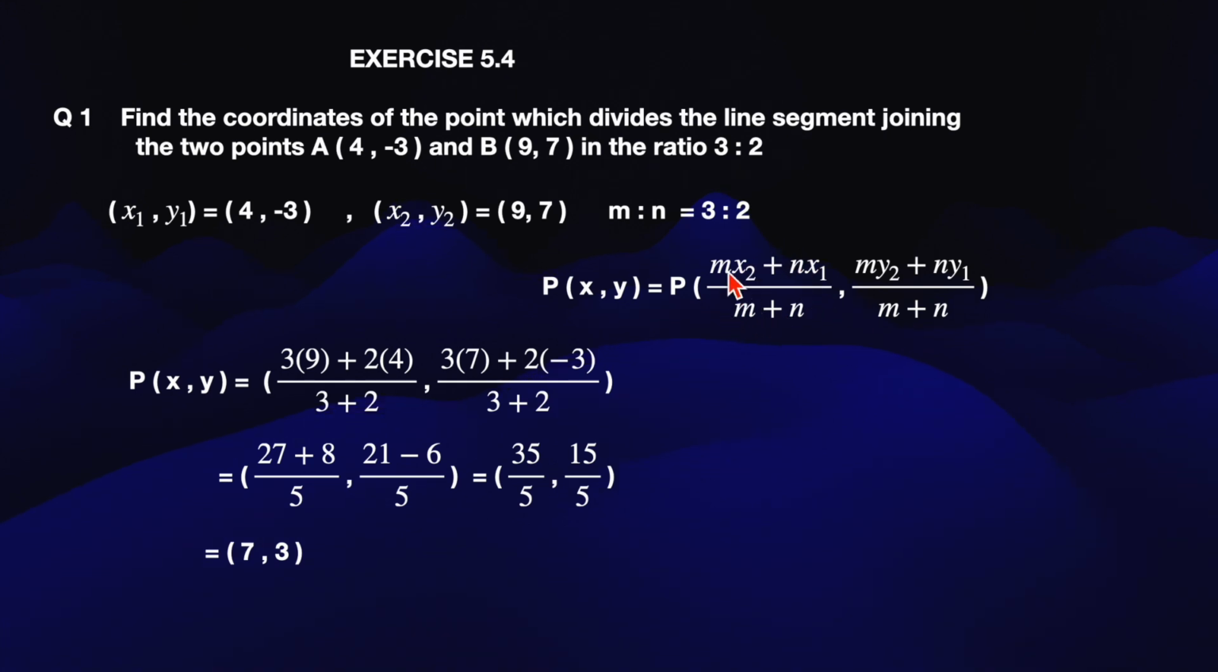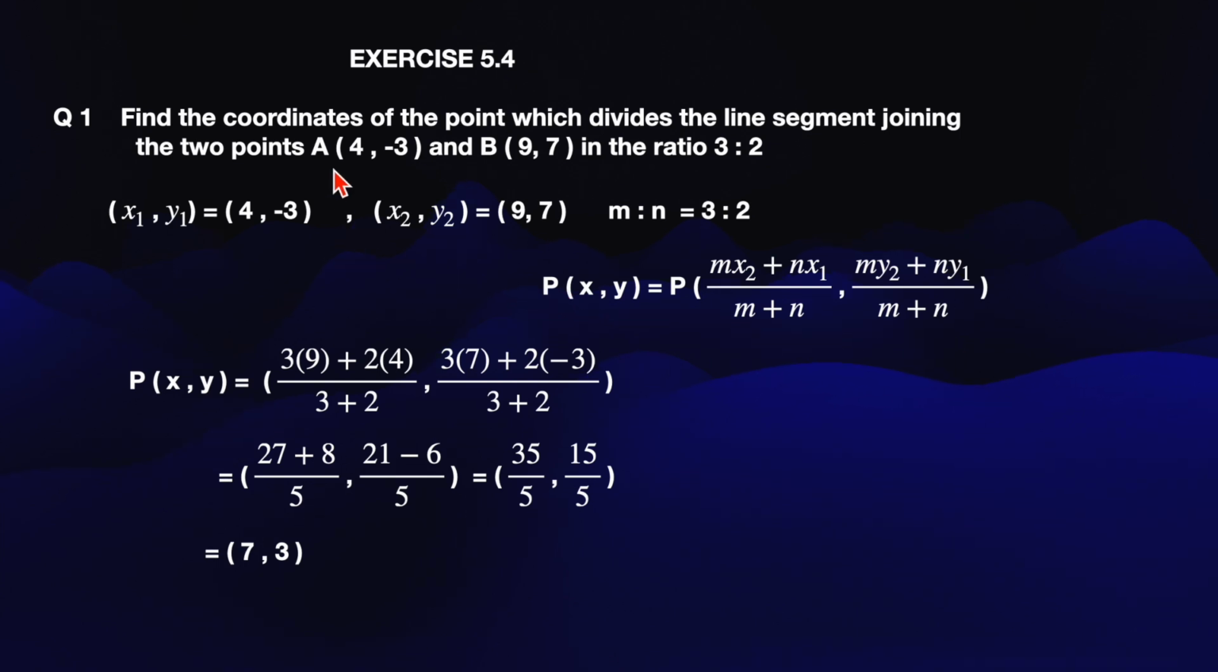For the x coordinate, you have to apply this formula, where x1, y1 is the coordinates of the point A, x2, y2 is the coordinates of the point B, and m and n are the ratios. m is to n is the ratio in which the point P divides the line segment AB. So here we'll get the x coordinate by this formula, y coordinate by this formula. This is the section formula.